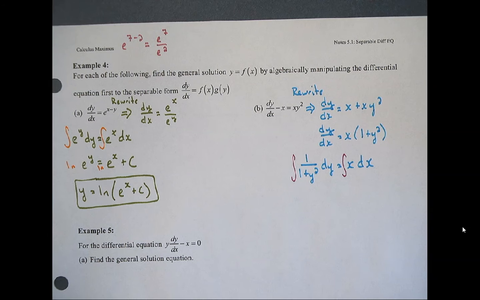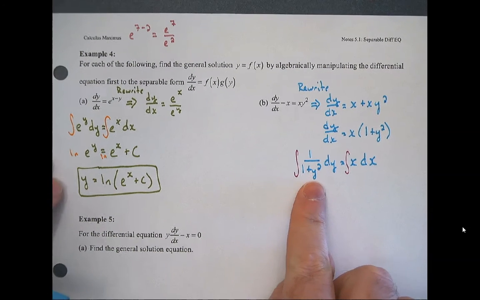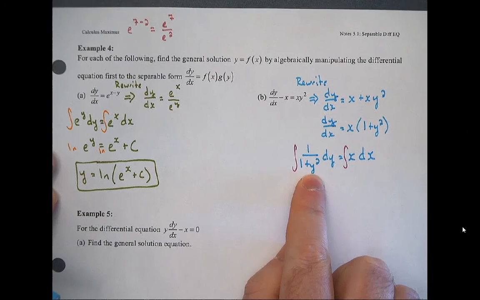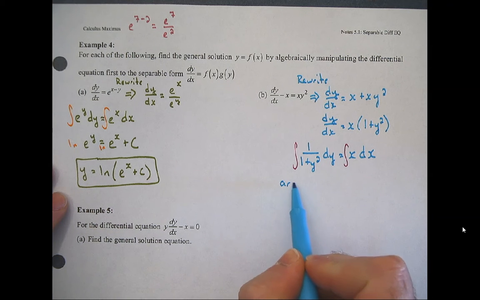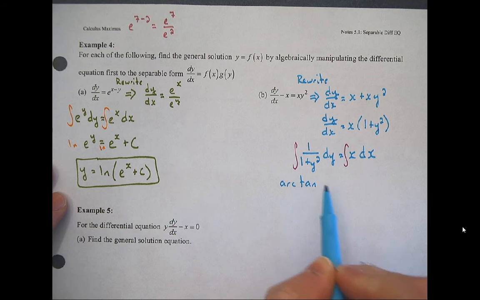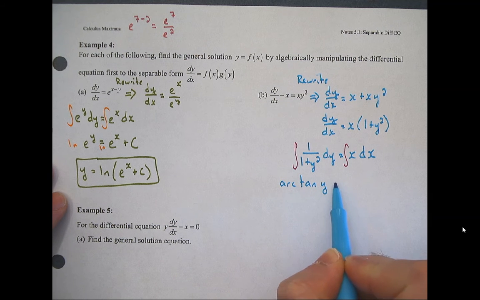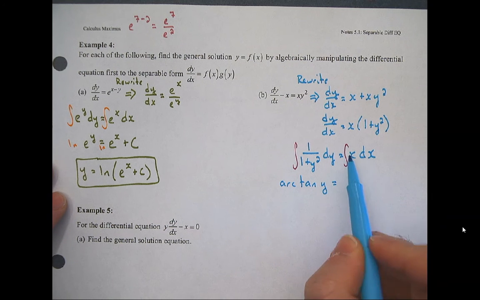And as we integrate, this should be ringing some bells. If you're an AP test taker, this really should be ringing some bells. If not, if you're one of the non-AP test takers, go back and look at 4.1. There's the second page of 4.1, it has a bunch of antiderivatives in there, and it turns out that this antiderivative is arctangent.